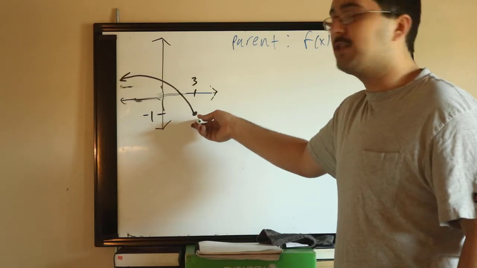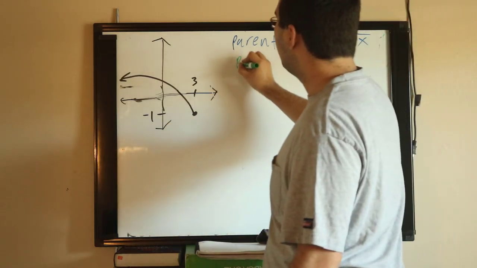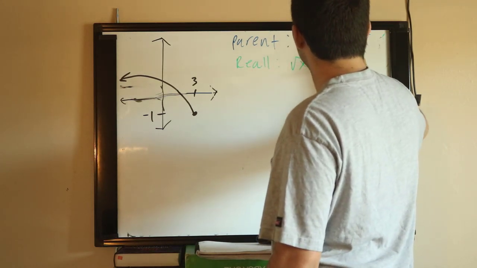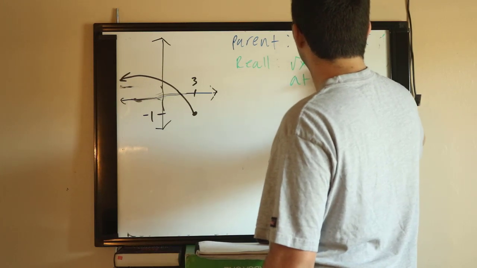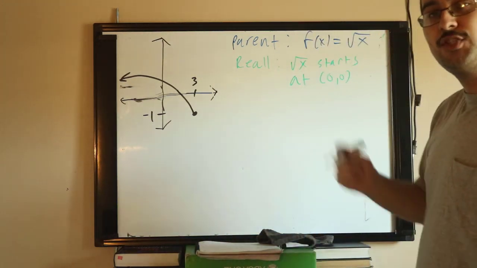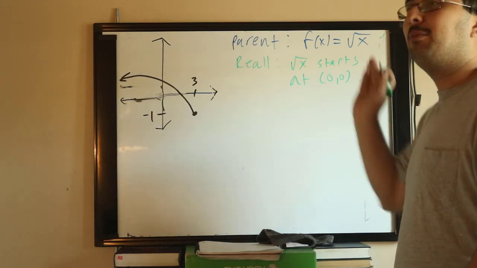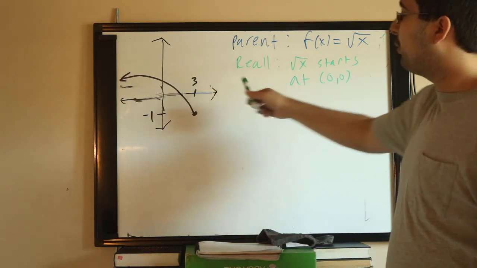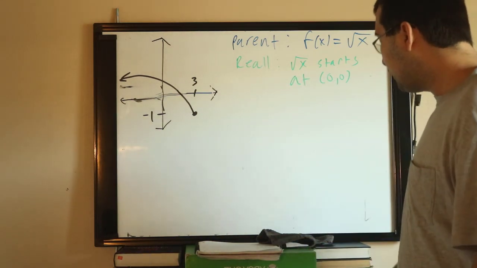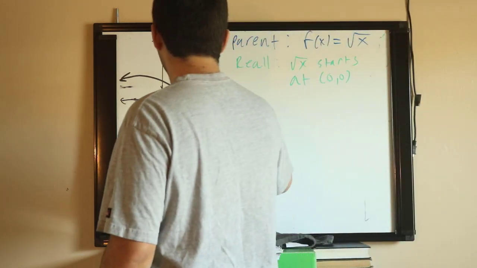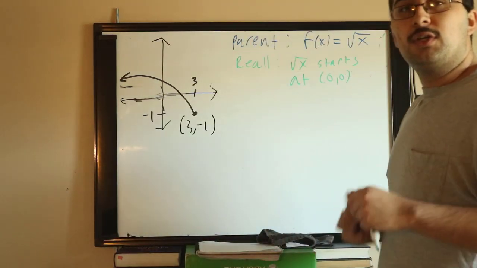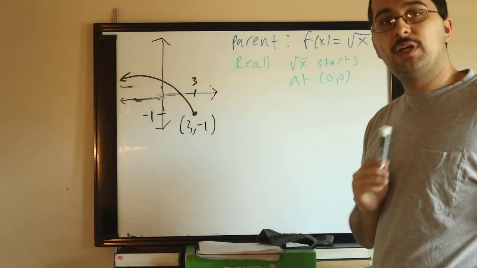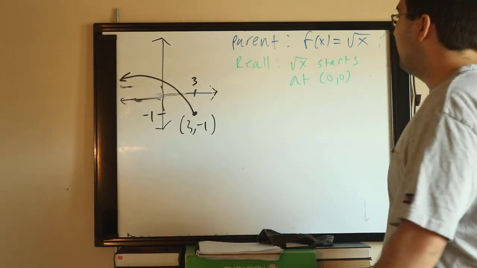So here we can see the start of our graph. We recall that square root of x starts at 0, 0. If you can't remember that, go back and look at our sketch. It started at the point 0, 0. So ask yourself, how does the point 0, 0 change? Because right here, we have the point 3, negative 1, and this is where it starts. So how did 0, 0 change into 3, negative 1? Okay? Well, we'll get to that.